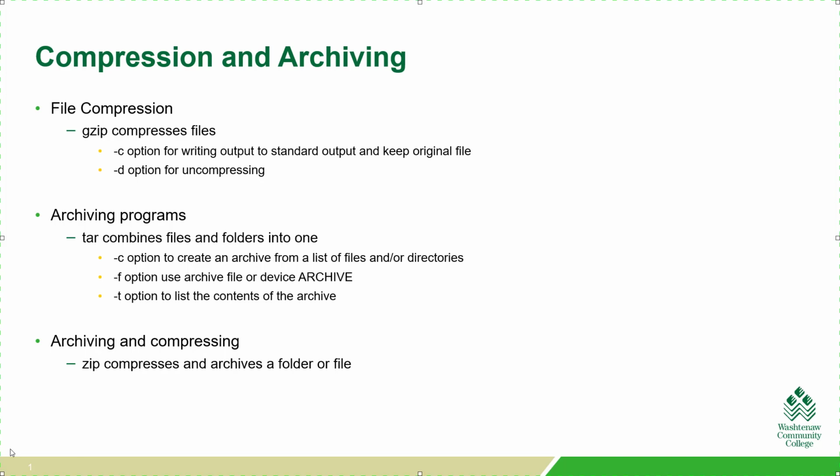And then, of course, we looked at the C option for creating the archive, the F option to use the archive file, which means we can name it something, and then the T option was able to list the contents of the archive. So we looked at those. And then we also looked at the zip and how zip compresses and archives a folder or a list of files. Okay, so zip can basically do both of them. We also backed up to archive, and we saw how we can create an archive, and then we can use gzip on top of that to compress it as well.